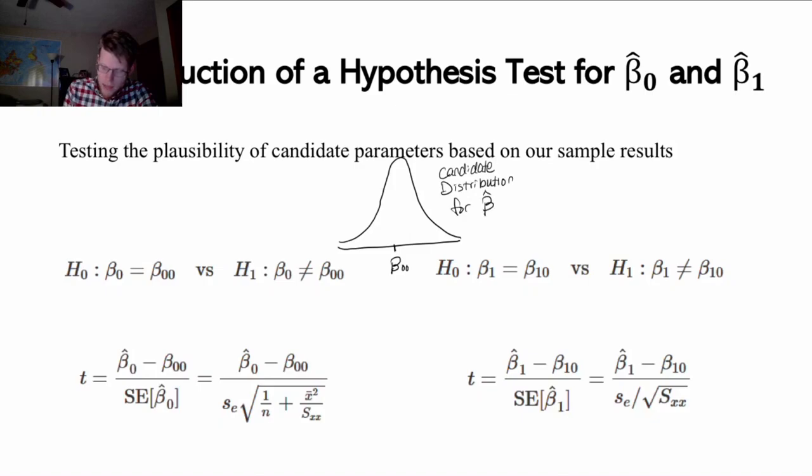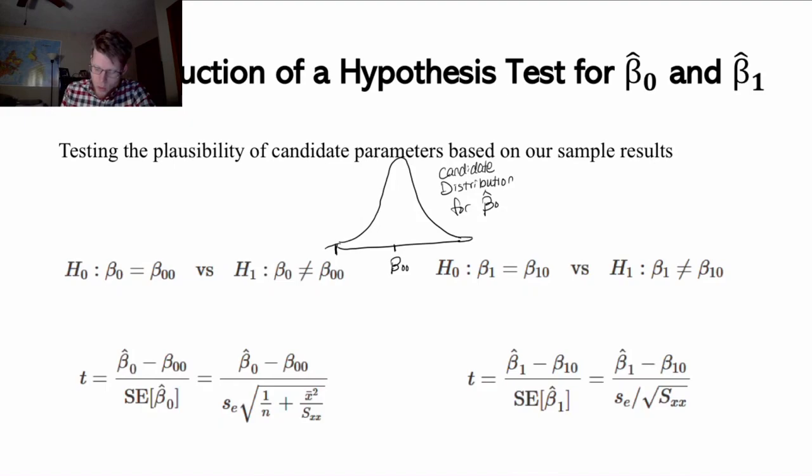For beta hat naught, I don't know if it really is, but let's just say it is and see what happens. So then I'm going to find the test statistic related to my particular beta hat naught, and I'm going to see how plausible it is. I'm going to see how likely I am to get a value like I did. So let's say that my particular beta hat naught is way out here.